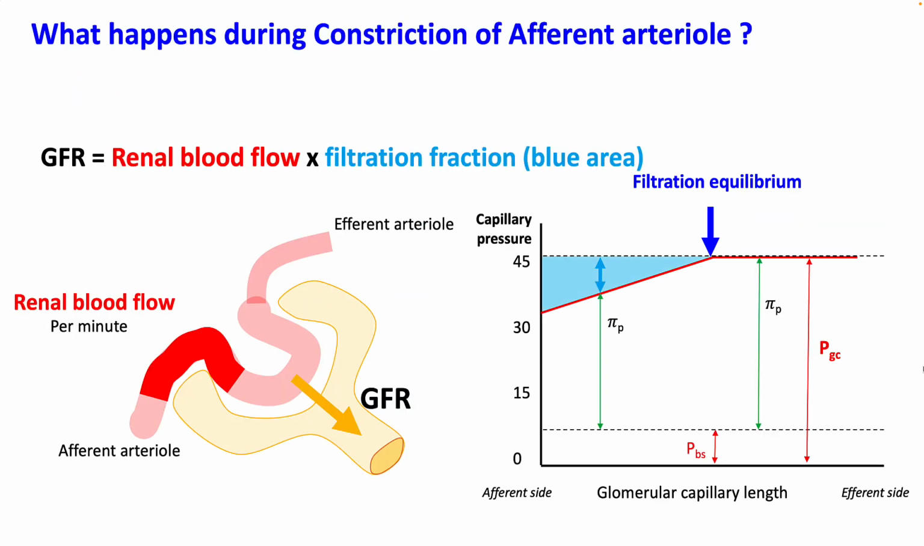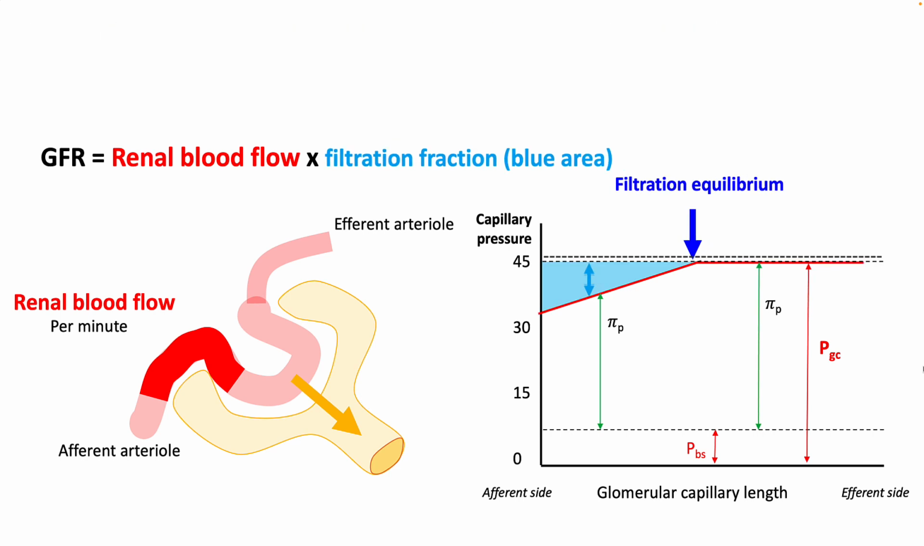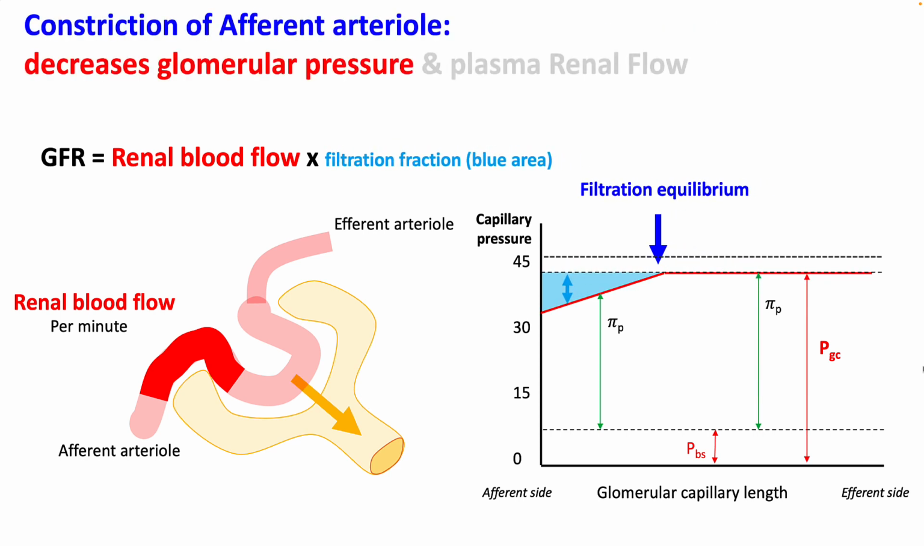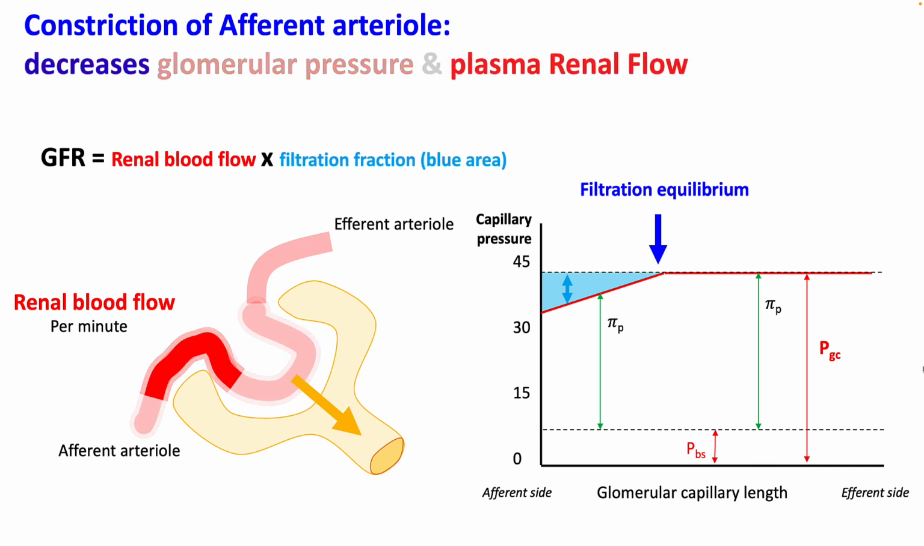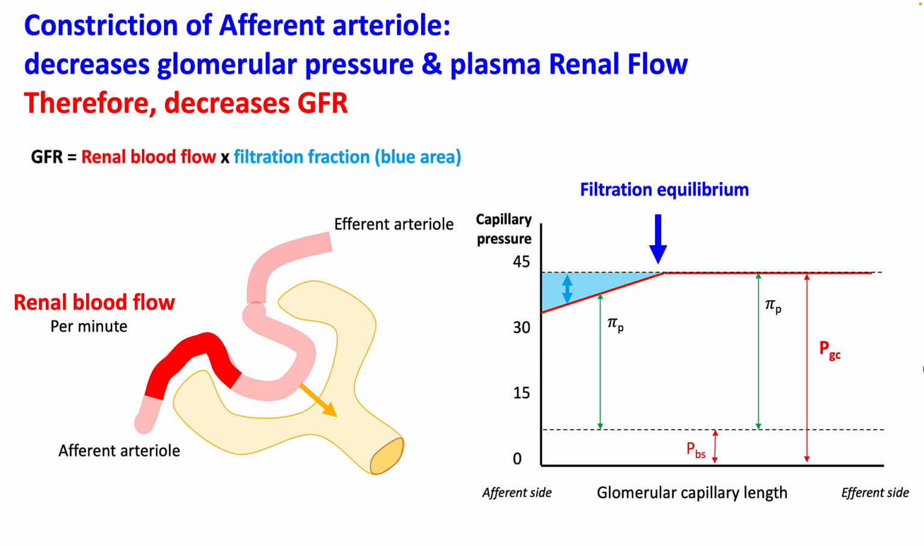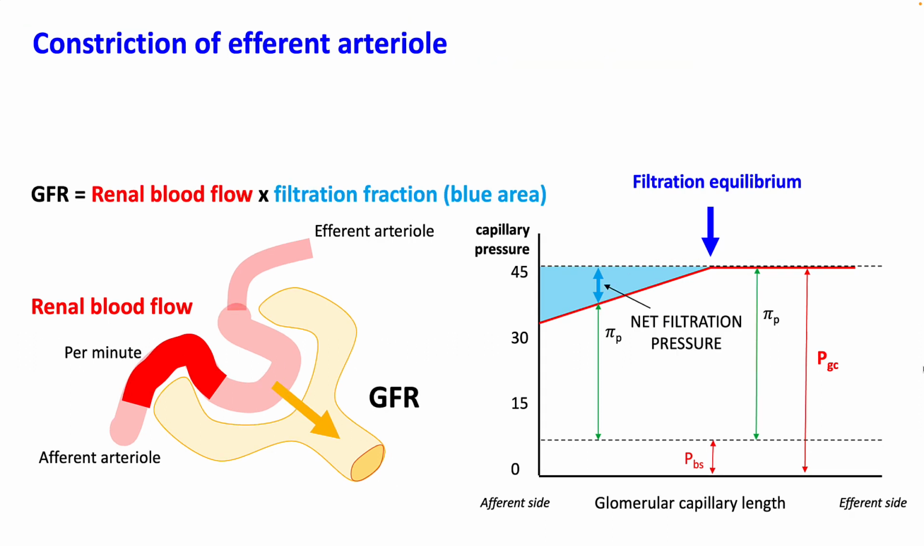Let's see what happens during constriction of the afferent arteriole. As your afferent arteriole constricts, your glomerular pressure drops, and your filtration equilibrium is shifted to the left. It also results in decreased renal blood flow, and both result in a drop in GFR. So constriction of the afferent arteriole drops your GFR.